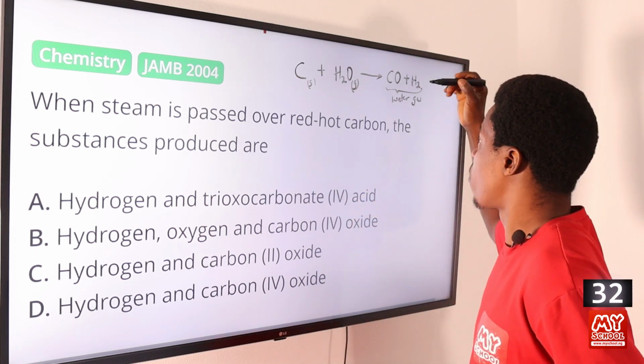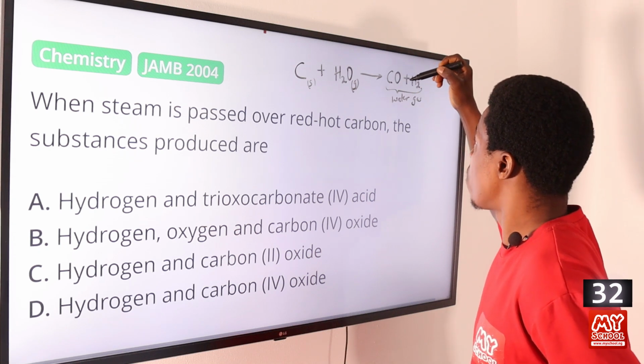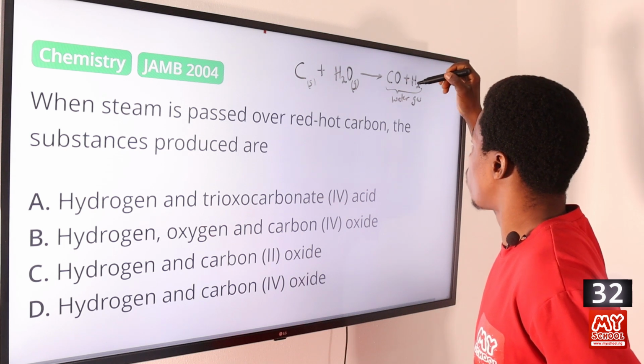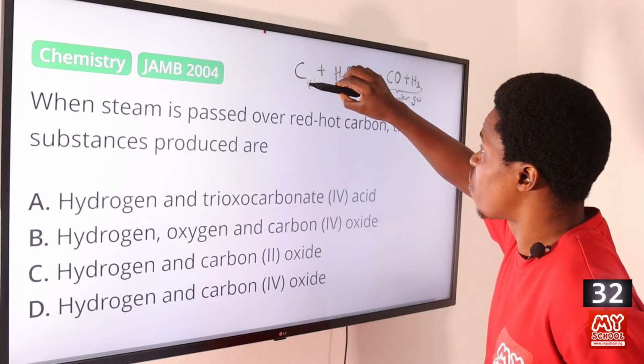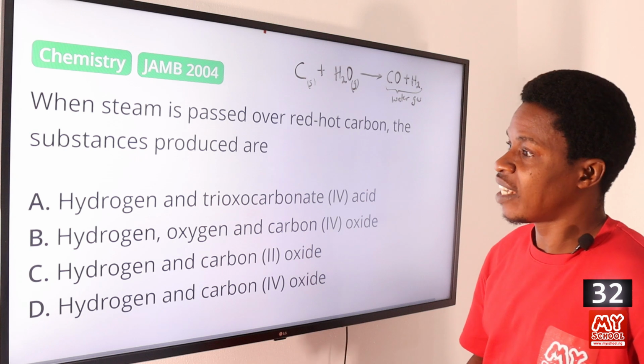So water gas is formed. It comprises what? CO and what? H2. So carbon monoxide, CO plus H2. That is your water gas. This is what is going to be formed if steam is passed over red hot what? Carbon. We form water gas. Let's look at the options.